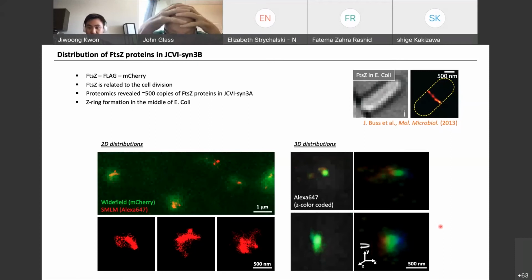And in these two examples of 3D single molecule localization imaging, the upper one is quite similar to the 2D result, but the lower one showed a cell filled with FTSC proteins. So again, we saw the heterogeneous behavior of target proteins. One possible reason might be a cell growth dependent regulation of those proteins.